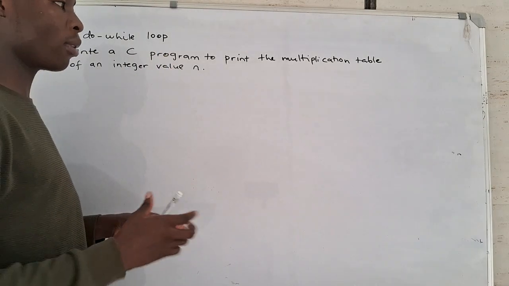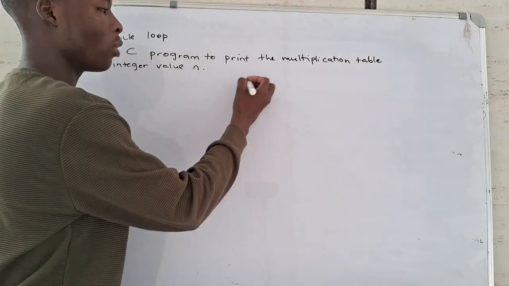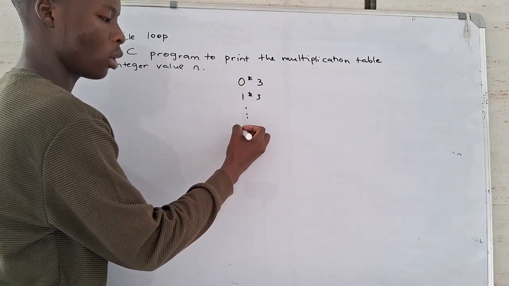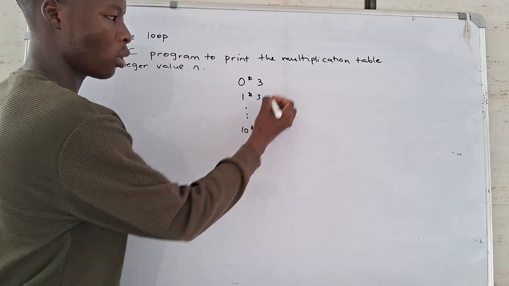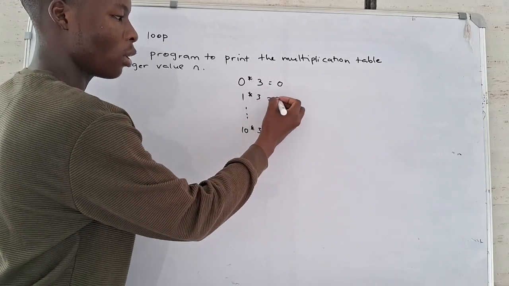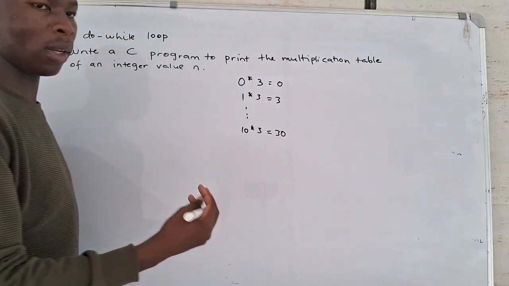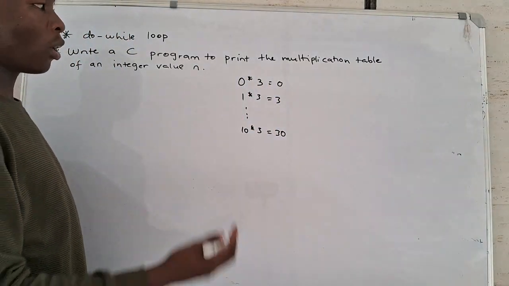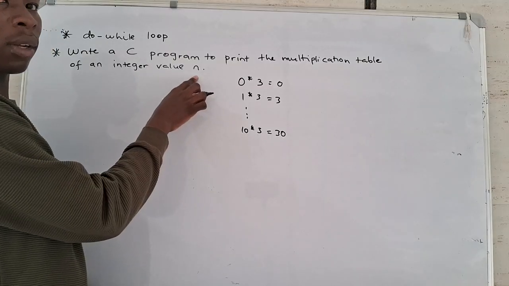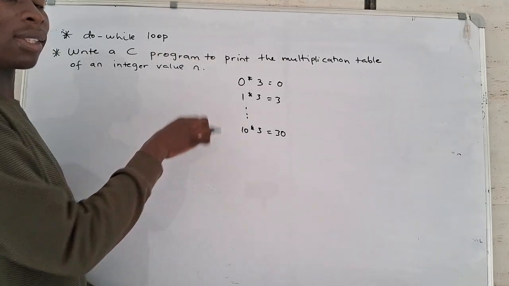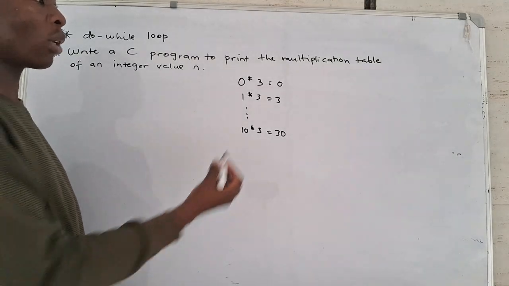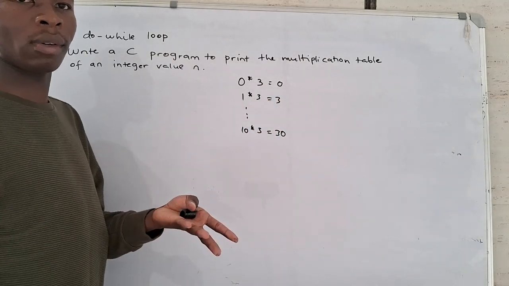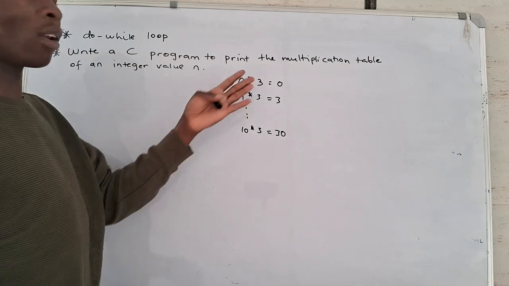So see, in the previous classes, we did 0 into 3, 1 into 3, up to 10 into 3. What is the answer? This is 0, this is 3, and this is 30. In this case, this is the multiplication table of 3. So this 3 is not given. In this case, they are just saying any integer value. The integer value can be 5. We are supposed to get this integer value from the user. Okay, the integer value can be 6.